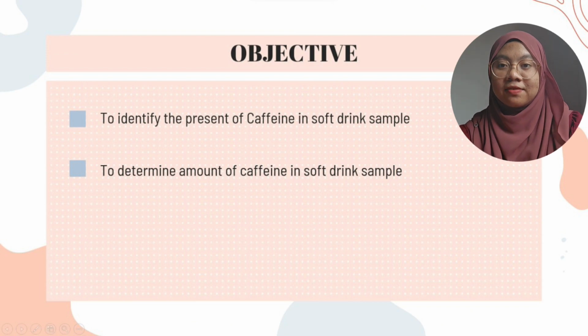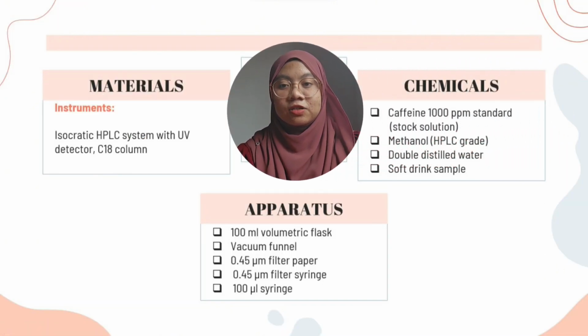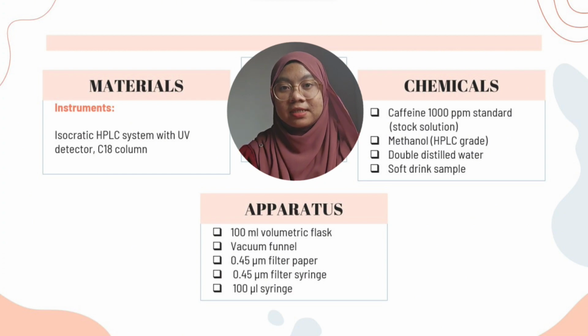The objective is to identify the presence of caffeine in the soft drink sample and to determine the amount of caffeine in the soft drink sample. For the materials, the instrument that we use is an isocratic HPLC system with UV detector and C18 column. For the chemicals, we use caffeine, methanol HPLC grade, double distilled water, and soft drink sample. For the apparatus, volumetric flask, filter paper, syringe.